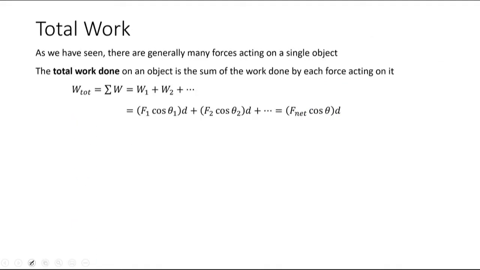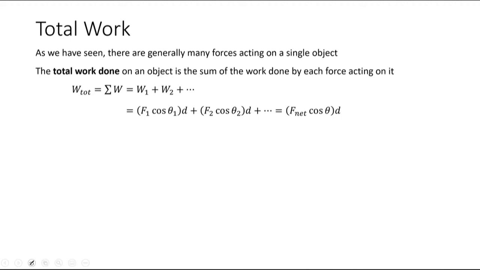All right, and so this was the work done by a single force, which is FD cosine of theta. But what if we have the work done by multiple forces? We want to know what's the total work done by multiple forces. Well, in that case, we have a few different ways that we can calculate it, but the general idea is that the total work is going to be the sum of the work done by each force. So I can just split up my work equation into each of the forces acting on my object.